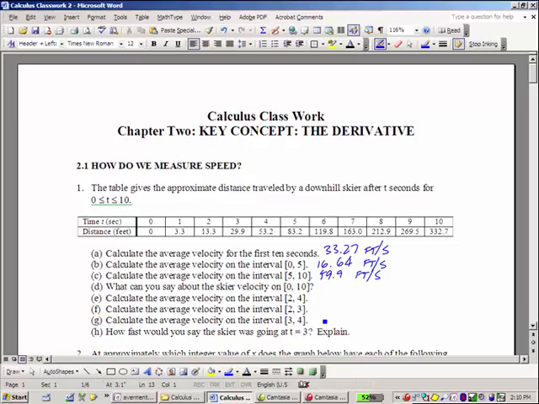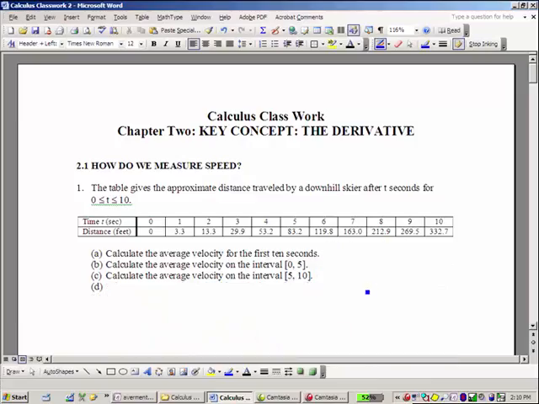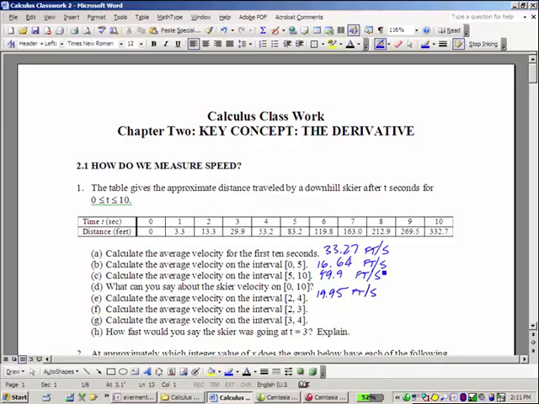All right. I got 19.95. All right, so that's what I got for the average. What do you think the boys are going to get? An answer that's greater than, less than, or equal to for 2 to 3 seconds.